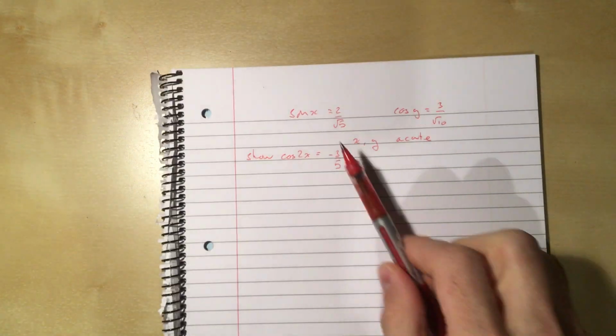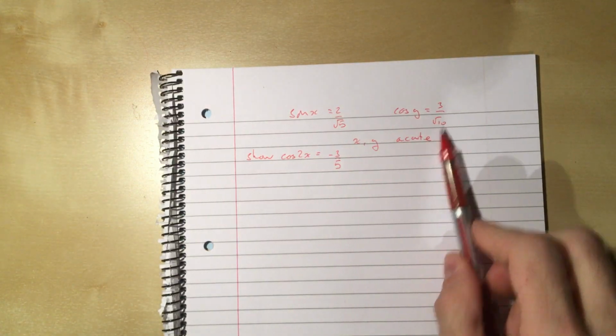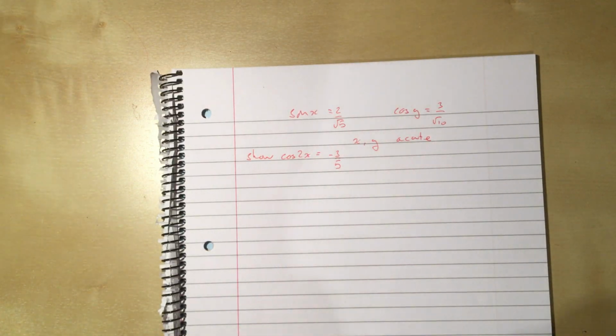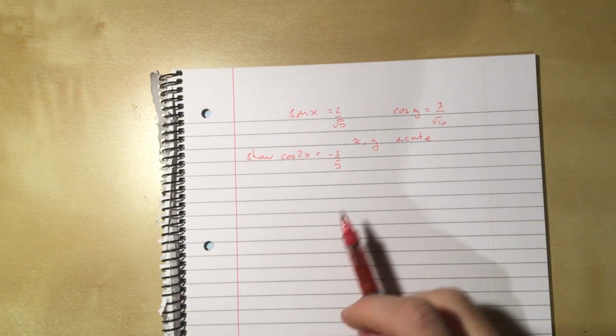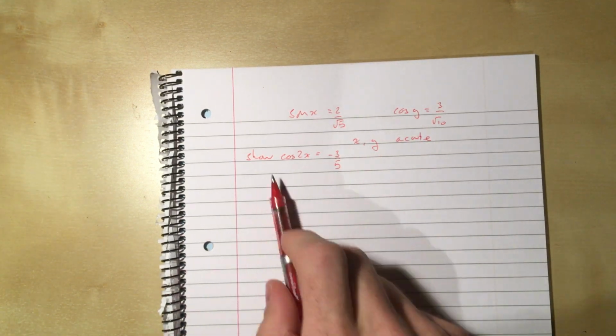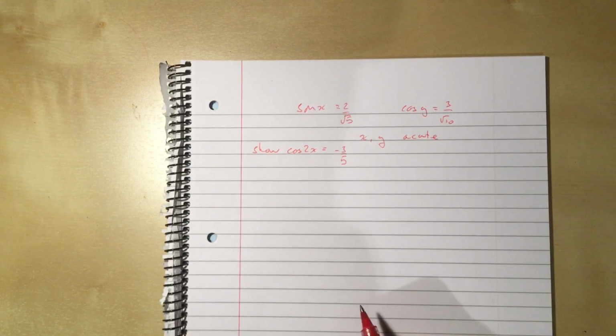So, Mixed Exercise 7, question 7, and we've got this situation. We've got sin x is 2/5, cos y is 3 over root 10, and x and y are acute angles. Show that cos 2x equals minus 3/5.